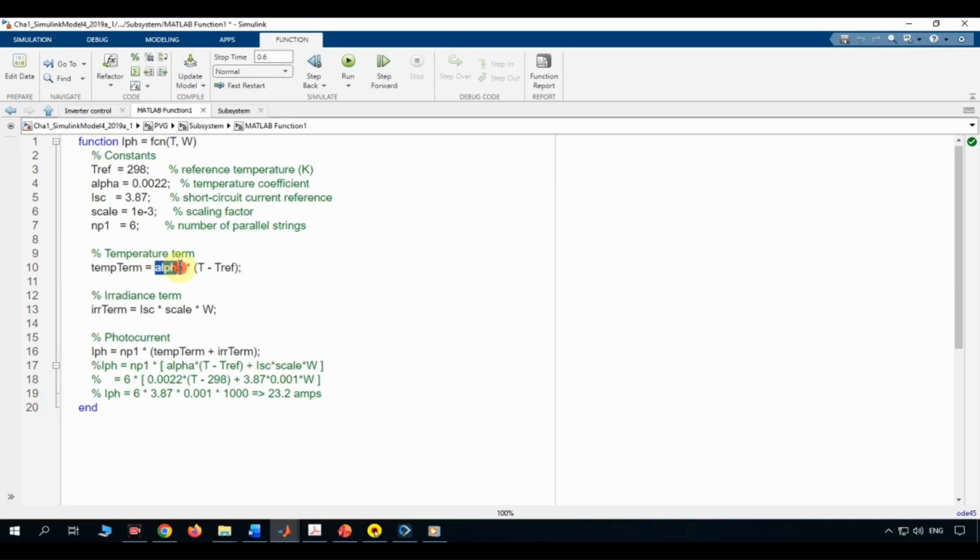Alpha, 0.0022, is a linear temperature coefficient. For every degree above the 298 Kelvin reference, photocurrent nudges up slightly. That's a real physical effect. Solar cells actually produce marginally more current, though less voltage as they heat up.